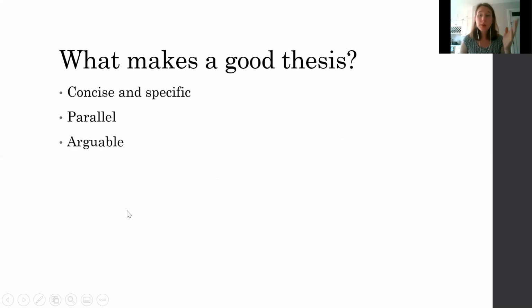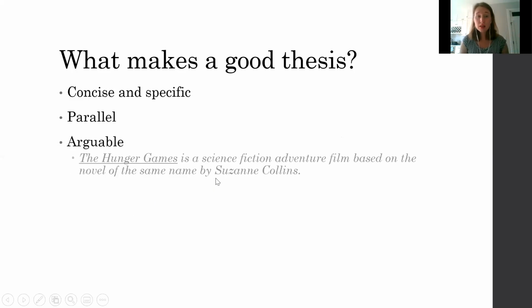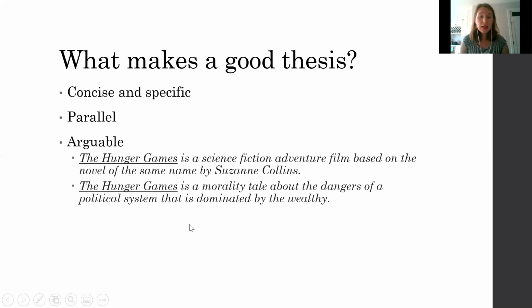A good thesis needs to be arguable, so it can't just be a fact. So, The Hunger Games is a science fiction adventure film. That's a fact. Nobody's going to argue with you that this movie exists and what genre it is. Instead, if you say it's a morality tale about the dangers of a political system that's dominated by the wealthy, then that's something that someone could argue about, and you would need to prove your thinking for it.